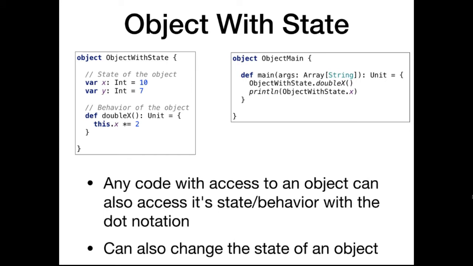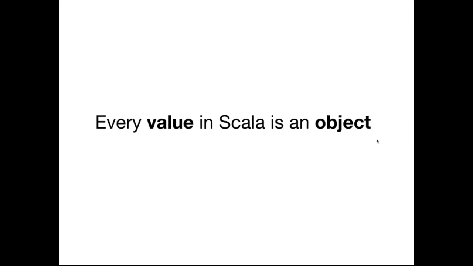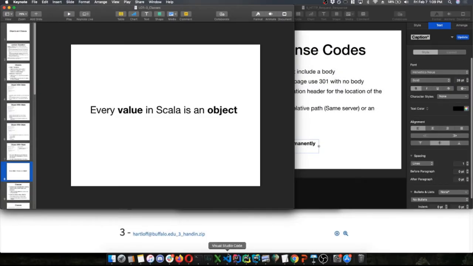And any code with access to the object has access to these state variables. So we have some other code in a different object, another method in another object that has a reference to this object with state. It has access to its state and behavior. It can call its methods, it can access its state. So we'd say object with state, as long as this object is imported into this project or in the same package, so it doesn't have to be imported. As long as it has access to that object, it can modify its state. It can access anything about it with that reference. And every value in Scala is an object. I'll repeat that once we come back to the slides.